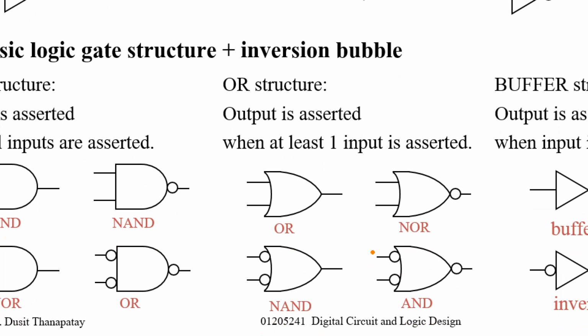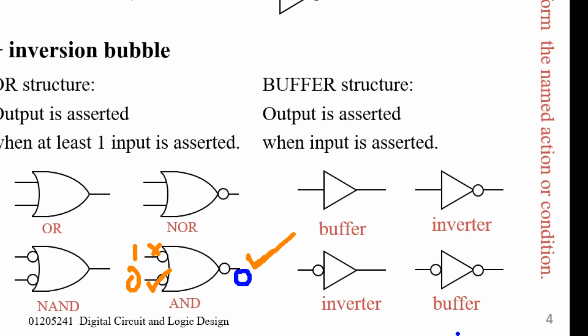For example, this one. If I apply 1 here, 0 here, the main body is OR. For OR, the output will be active if one of the inputs is active, right? This one is not active, but this input is active, because it's active low and you apply 0 here. So the output will be active, and because the output is active low, when the output is active, the value is 0. So we can analyze very easily by using this method.